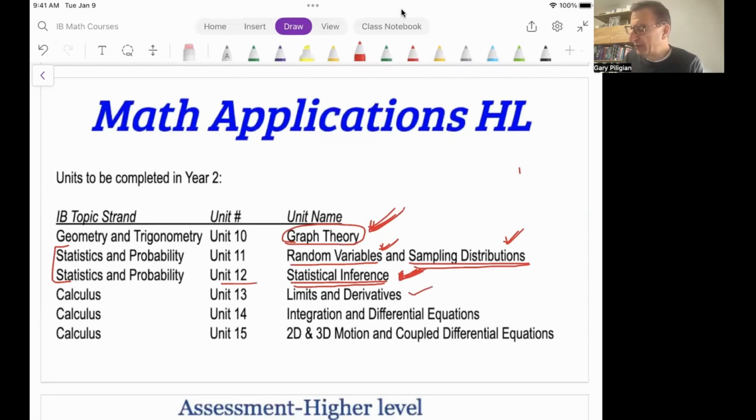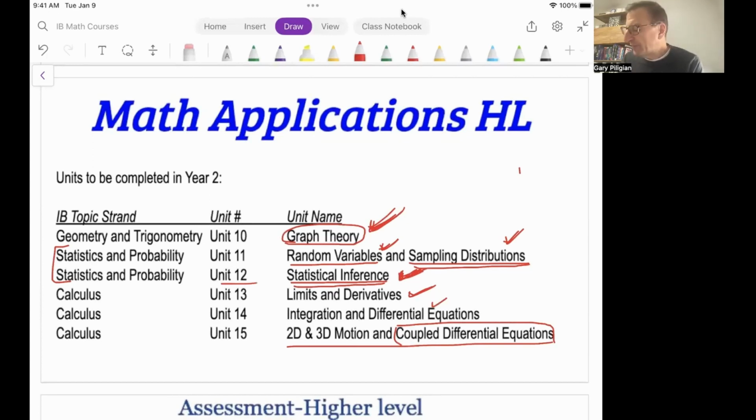So Unit 13 is on limits and derivatives, or differential calculus. Unit 14 is integral calculus, and then differential equations, solving differential equations by integration and separation of variables. And then Unit 15 is quite challenging, where we're going to analyze 2D and 3D motion, and then talk about coupled differential equations where we get to solve problems like predator-prey models and things like that. So it's a very interesting curriculum.